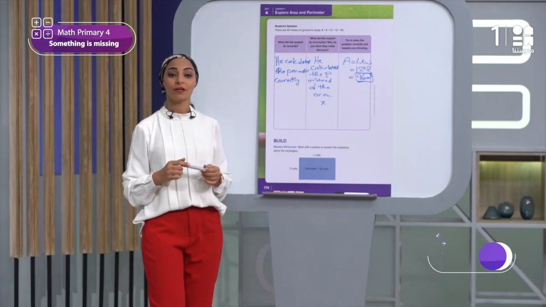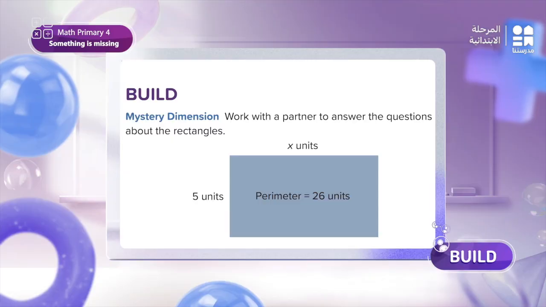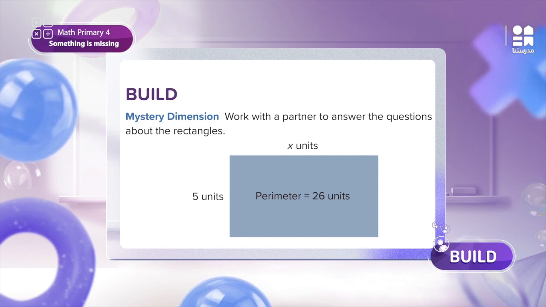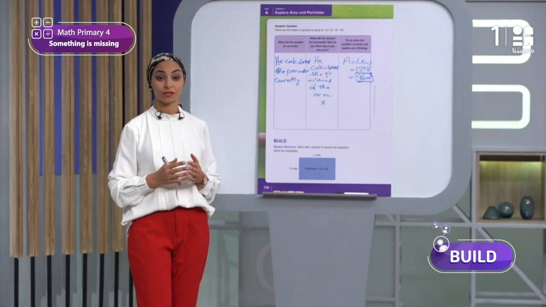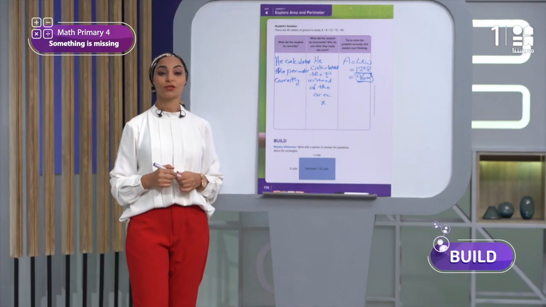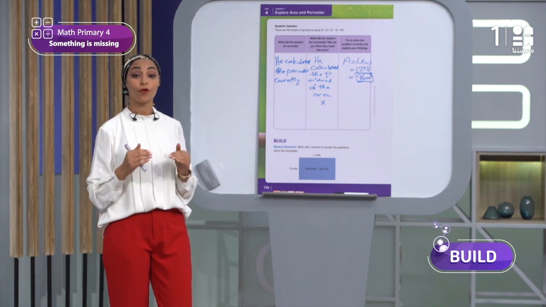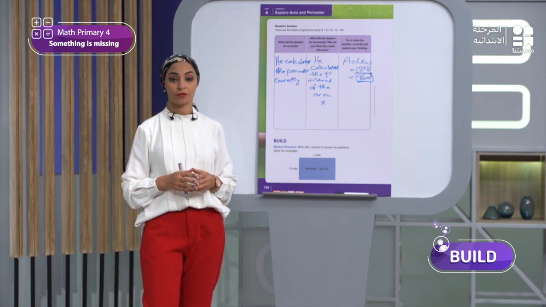Now, let's remember our target today in Build on page 174. We should use our understanding of area and perimeter formulas to calculate the unknown dimensions. Now we will discuss a new type of problems that involves finding the unknown part of the problem.